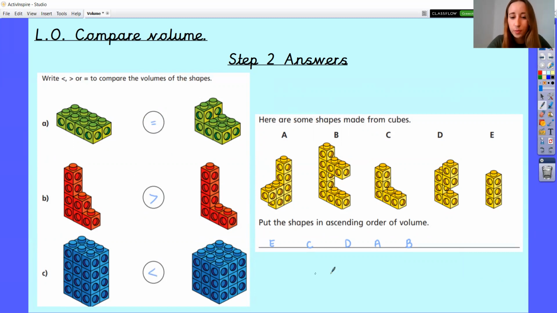Okay, so have a check of your symbols. And then we were putting these shapes in ascending order of volume. So smallest to largest. So the smallest volume was E, then C, D, A, and B. So E, C, D, A, and B. Okay, so check your answers. Have a think about whether you agreed with these answers on the board or not. And if you think you've made a mistake, maybe see if you can work out why that is. Did you perhaps not count the cubes that couldn't be seen? Have a think about why that might be. And if you need to rewind the video and have another look, you can do.